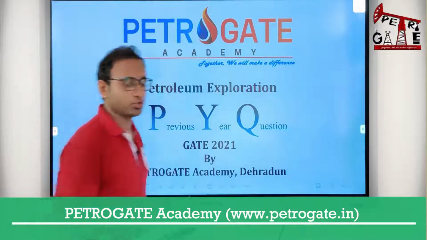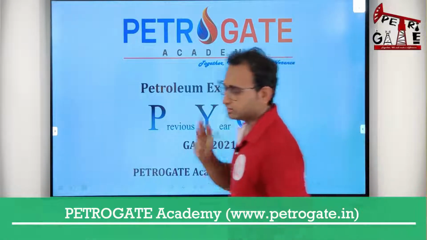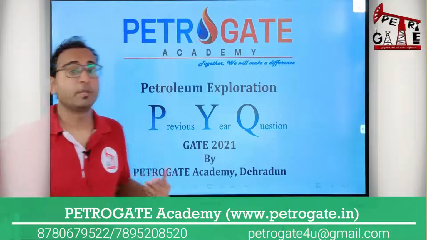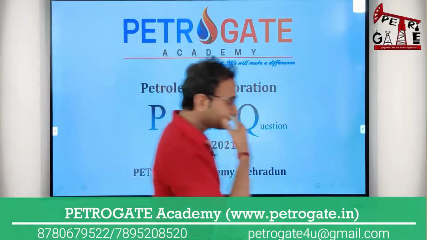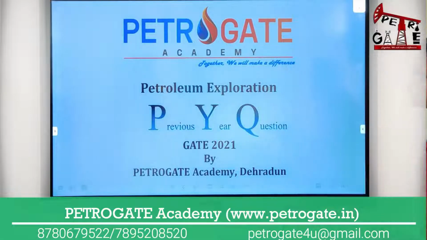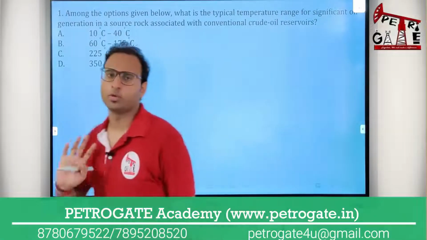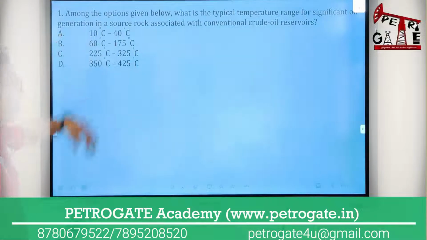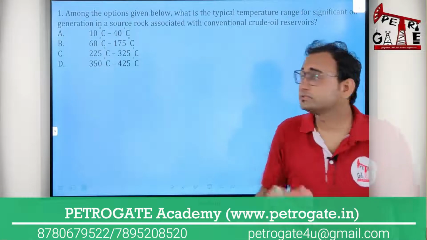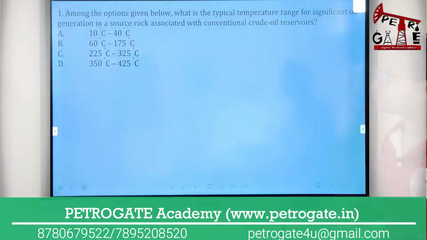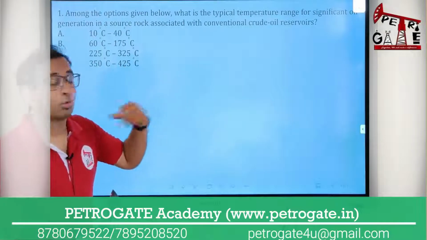We are going to start our discussion on petroleum exploration questions which were asked in 2021. There are three questions you will see if you open the 2021 previous year paper, asked from petroleum exploration. Question number 1 is very simple, and I have already told you this. Among the options given below, which is the typical temperature range for significant oil generation in source rock associated with a conventional crude oil reservoir?